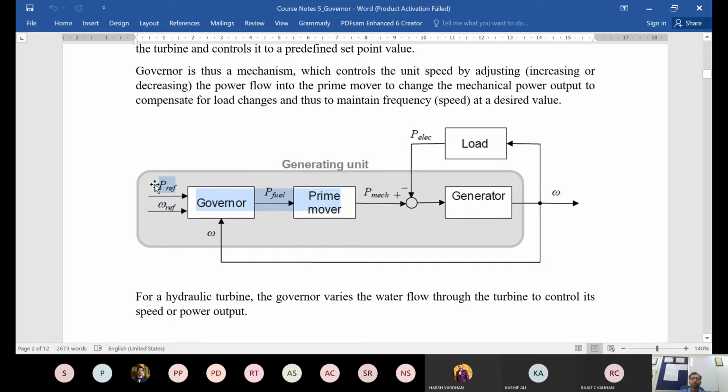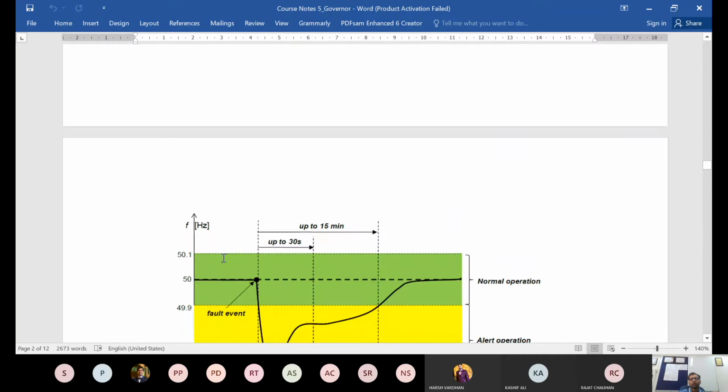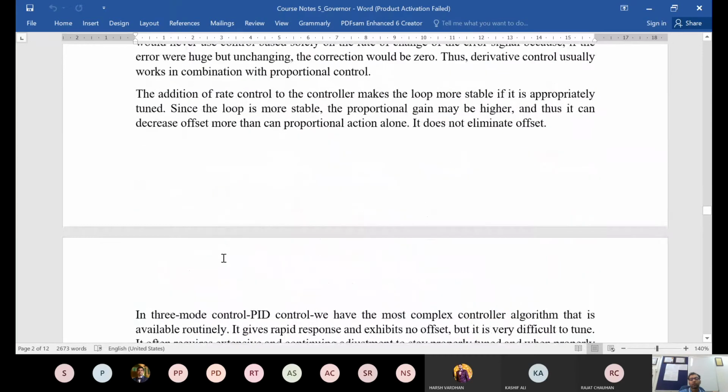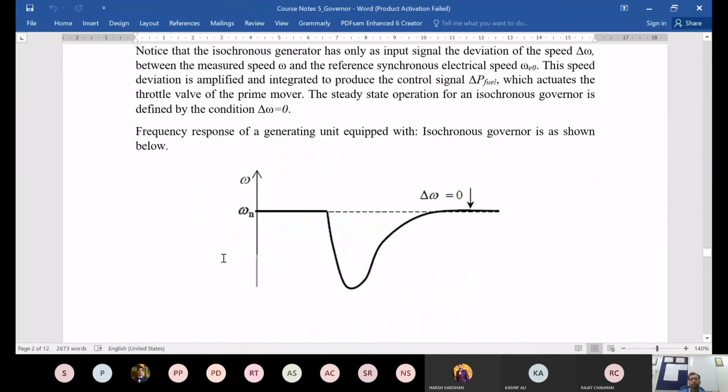So basically there is no P reference here. For an isochronous governor, there is no need of setting a set point in terms of the reference power output. Why? Because as we said, irrespective of the power loading, it just has to maintain frequency constant. So there is no concept of P ref here, only the delta omega as input and P fuel is the output. So only this portion is being highlighted in the block diagram given here.